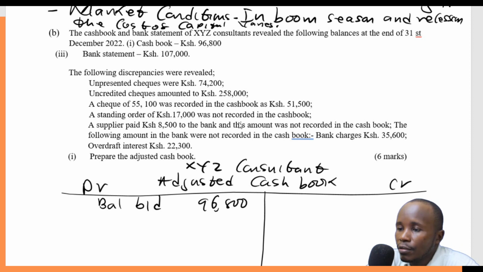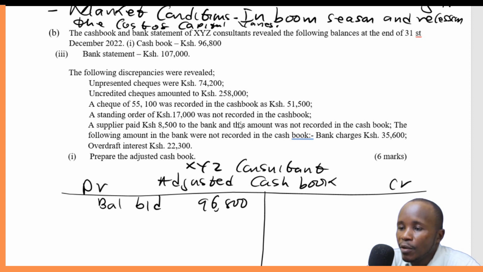Uncredited checks. These are checks that you are supposed to receive money from, but the bank has not credited to your account. So those are information that affects the bank statement. Because this is the information you already know, but the bank has not implemented.